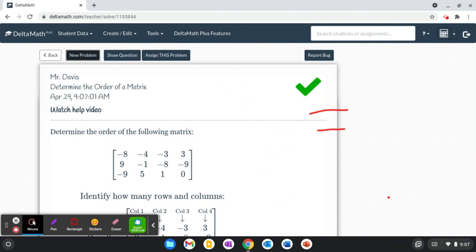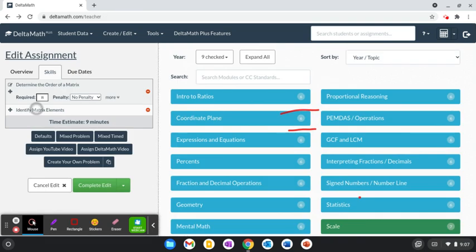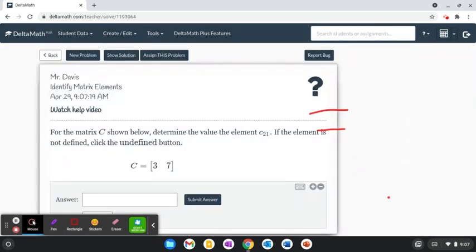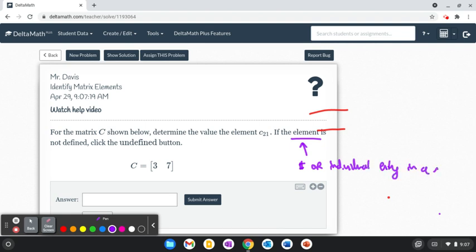All right, very easy. Okay, the other thing that we're going to do is identify the elements. An element is just a word for basically a number in a matrix. Just a number or individual entry, if you will, in a matrix. We just call them elements. Okay, so the notation that we use for elements looks like this. It's going to be a letter.